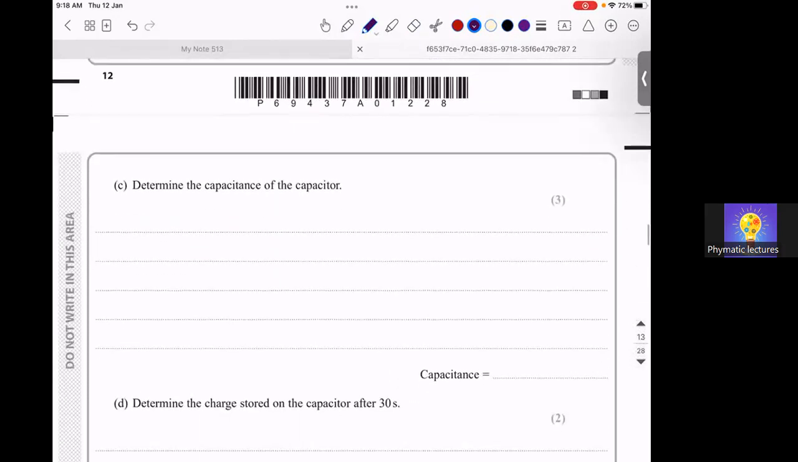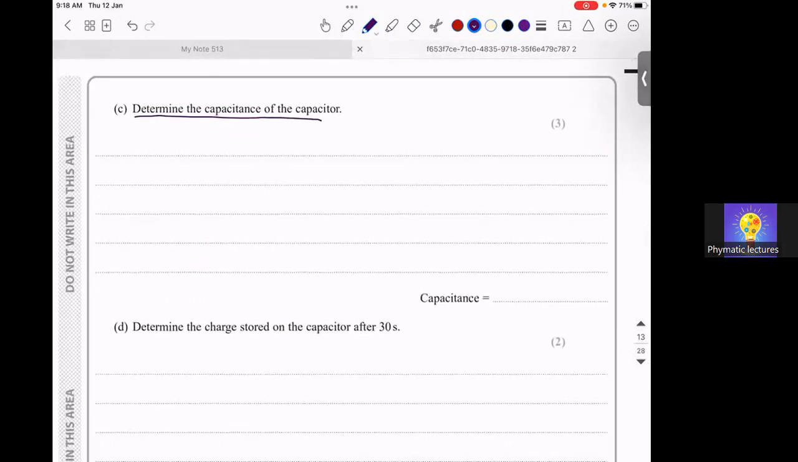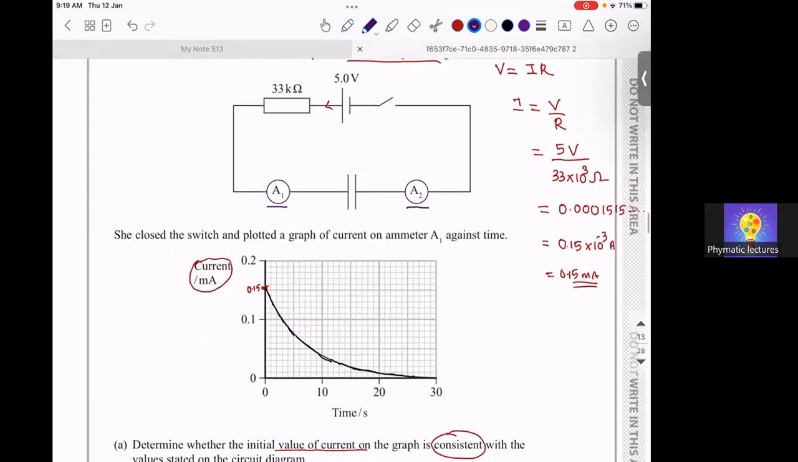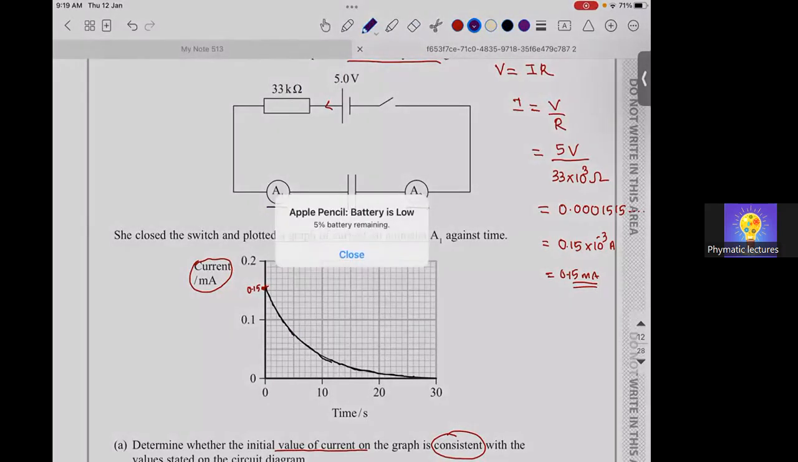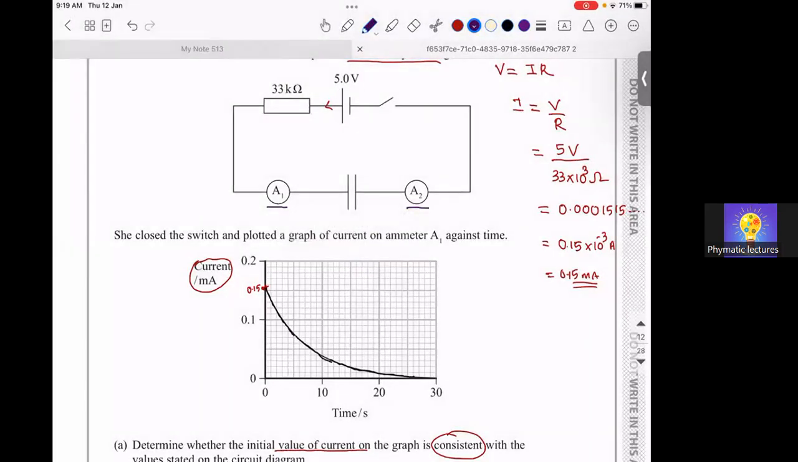Okay, well, now to the C question. Determine the capacitance of the capacitor. So what is the value of the capacitance of the capacitor? We have the graph with us, right? So using this graph, you can obtain the value. Yes, in chapter number 6, you already learned any exponential graph we can write in the linear form.